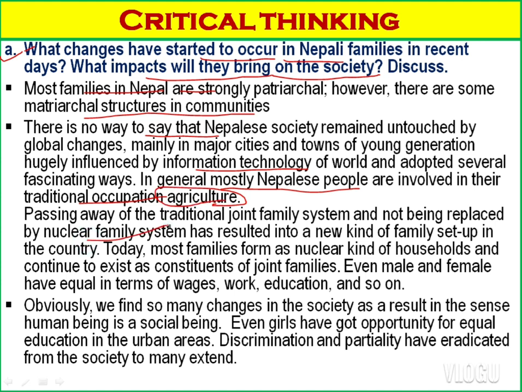Passing away the traditional joint family system and being replaced by the nuclear family system has resulted in a new kind of family setup in the country. Today, most families form a nuclear kind of household to continue and exist instead of a joint family. Even male and female are equal in terms of wages, work, education, and so on. Obviously, we find so many changes in the society as a result. In the sense, human being is a social being.